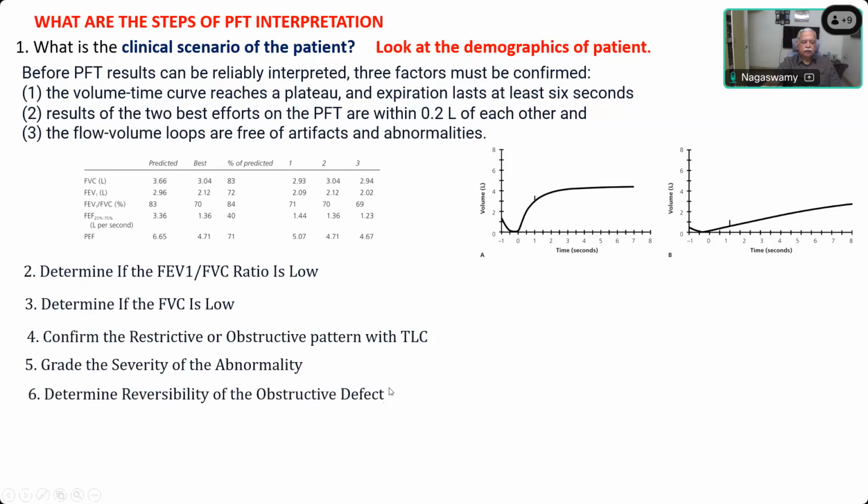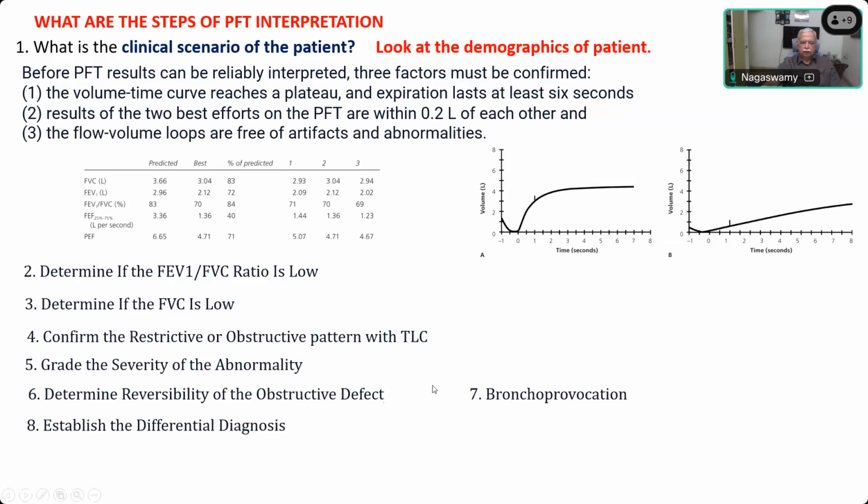Then determine the reversibility of the obstruction by treating the patient with the bronchodilator. Then sometimes in doubtful cases of bronchial asthma, you may have to do a bronchoprovocation test. So just know this terminology, but this is not commonly practiced. You have to stimulate a bronchospasm and see how much is the reduction and then treat it. So this is a test which was originally done but now not very much recommended.